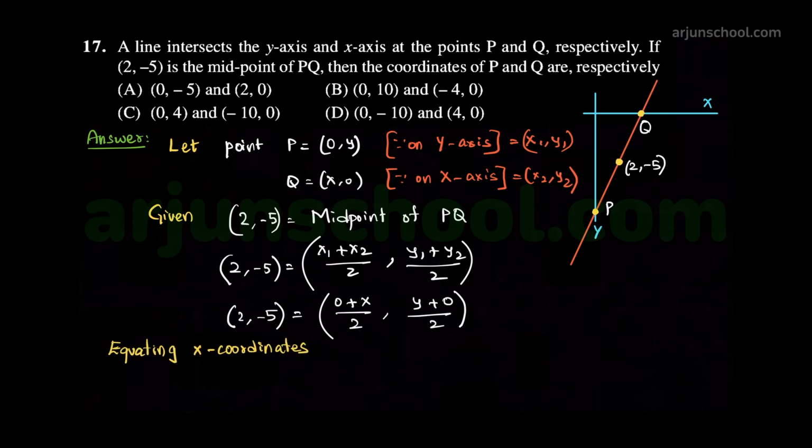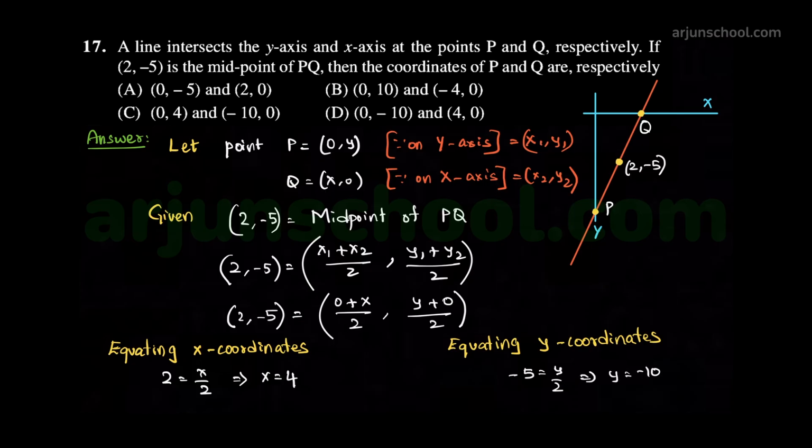Let us equate the x coordinates. Upon equating the x coordinates, we get 2 is equal to x by 2. That implies x is equal to 2 times 2, which is 4. Now let us equate the y coordinates. Upon equating the y coordinates, we get -5 is equal to y by 2. That implies y is equal to -5 times 2, which is -10.